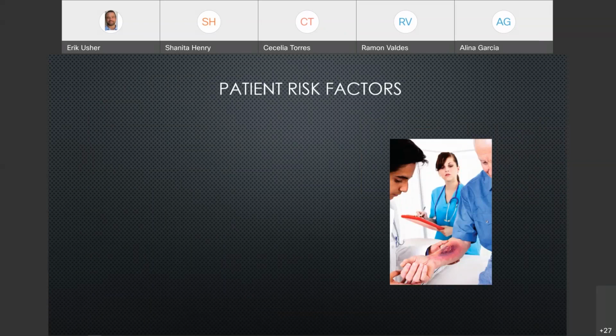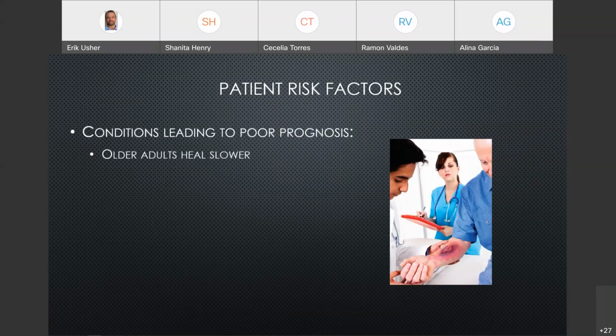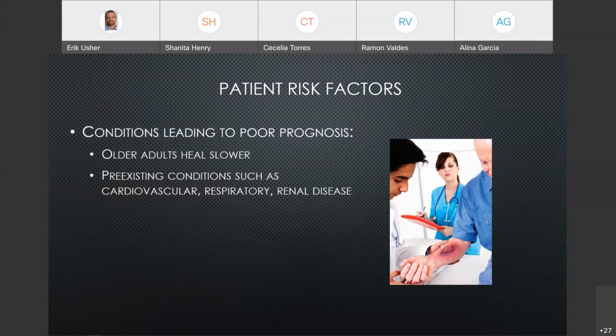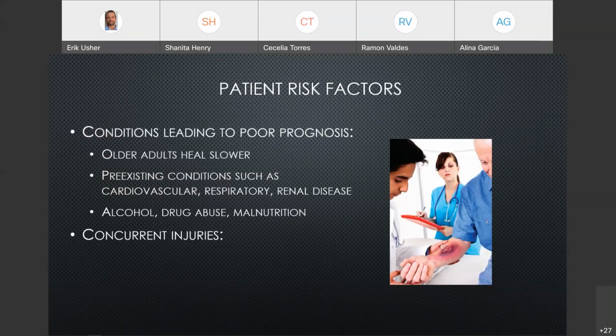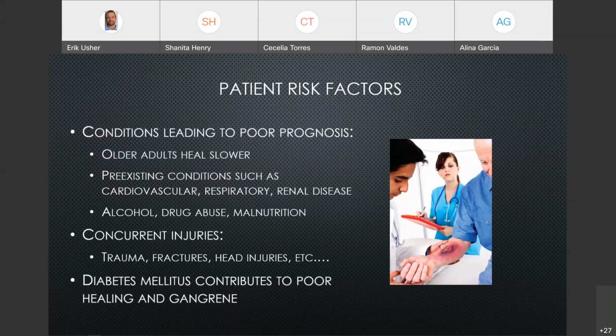So what are our risk factors? What patients are more at risk for poor prognosis? So older patients, they just tend to heal slower. Pre-existing conditions, cardiovascular, respiratory, and renal disease, alcohol, drug abuse, and malnutrition are going to prevent that healing process, delay it. And any concurrent injuries, trauma, fractures, head injuries, etc. And of course, diabetes contributes to really poor healing, and they tend to get gangrenous on that.